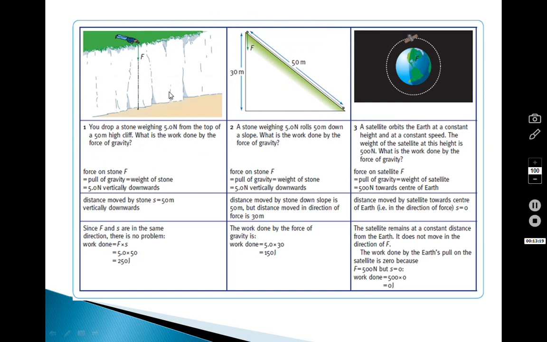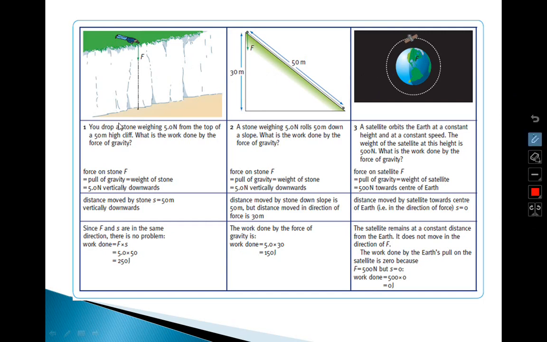Here we have 3 different examples, with different forces and directions of movement. This is a force like this, this is another force like this, this is the direction of movement, and this is the distance, and this is another example here. They are a bit different.